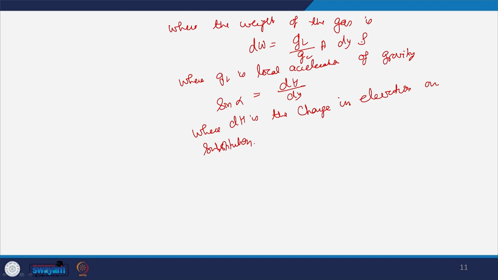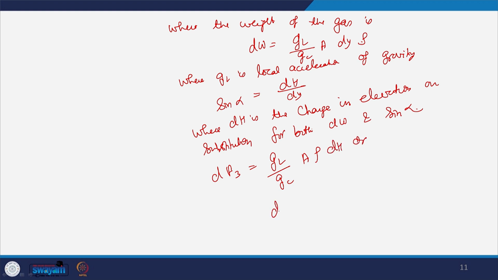On substitution for both dW and sine alpha, dF3 is equal to GL over GC A rho dH, or dF3 is equal to GL over GC A over V dH.